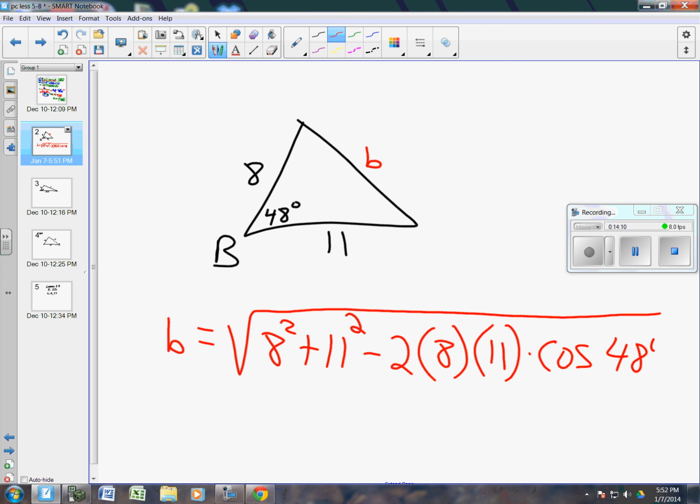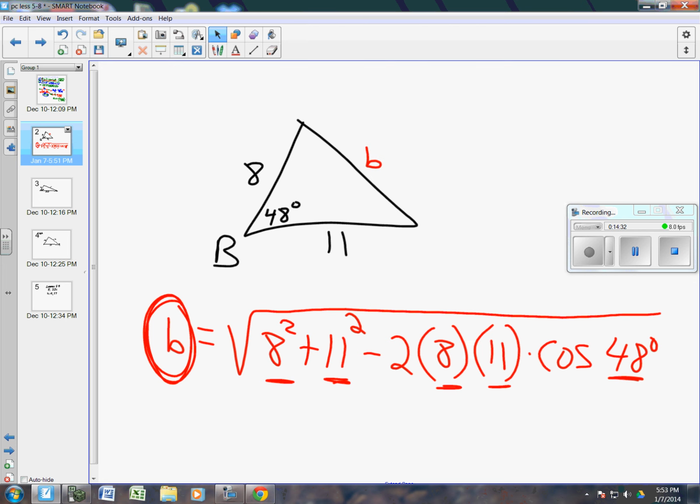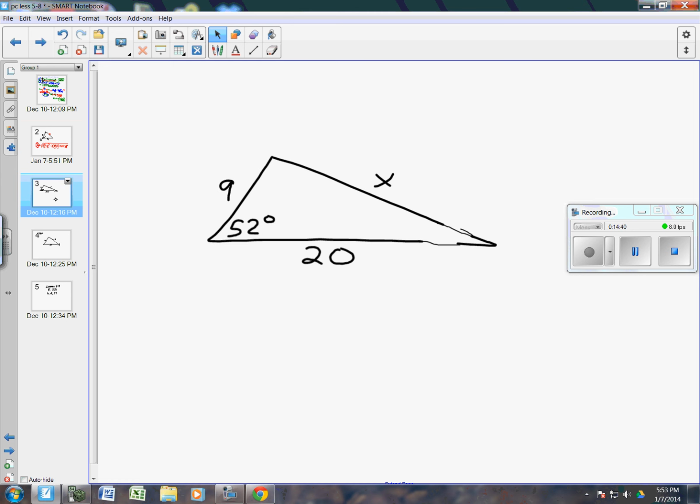So you don't have to memorize all of the different formulas. Just know that the side opposite the angle you're given is going to be right here. And then the other two sides are these numbers right here, 8 and 11. And the angle you're given is going to be right here. And it's the same format every single time. And then I can put that in my calculator to solve it. So that's how you go about solving them using the law of cosines. Okay, on to the next problem.